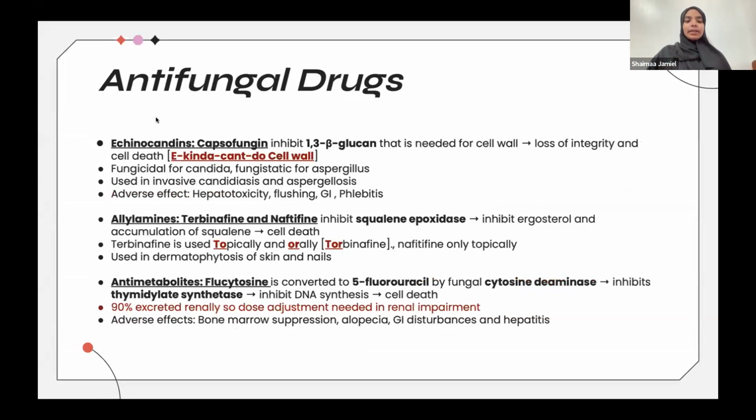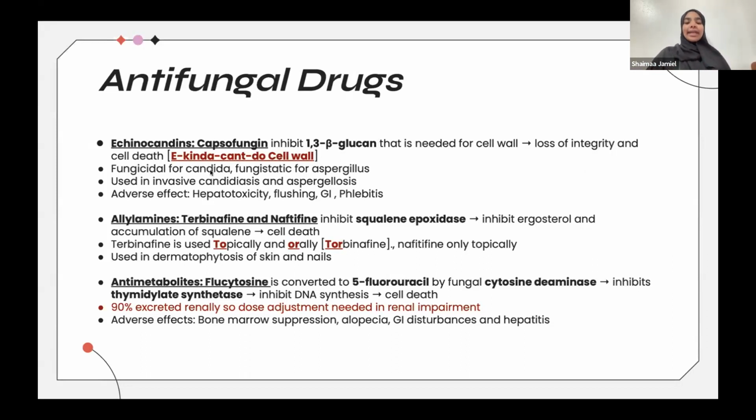And then we have the last three ones, which is echinocandins. So echinocandins, we said, is caspofungin. The drug is caspofungin, and they inhibit something called 1,3-beta-glucan. 1,3-beta-glucan is needed for the cell wall. So if you don't have it, your cell wall is not going to be formed well, and you're going to lose integrity, and the cell will die. Maybe you can remember it as E kinda can't do cell wall. Okay, so basically they cannot form the cell wall because of the inhibition of 1,3-beta-glucans.